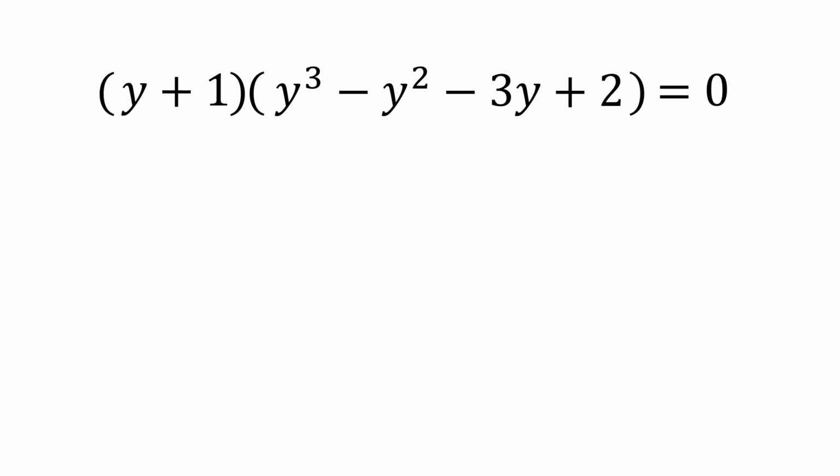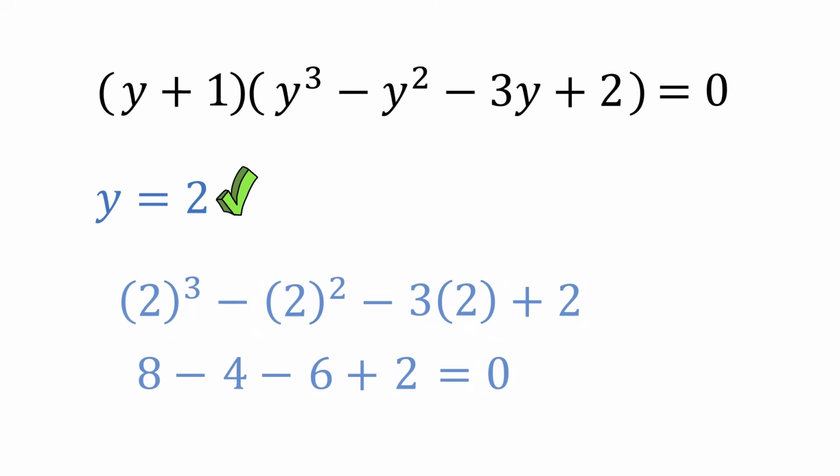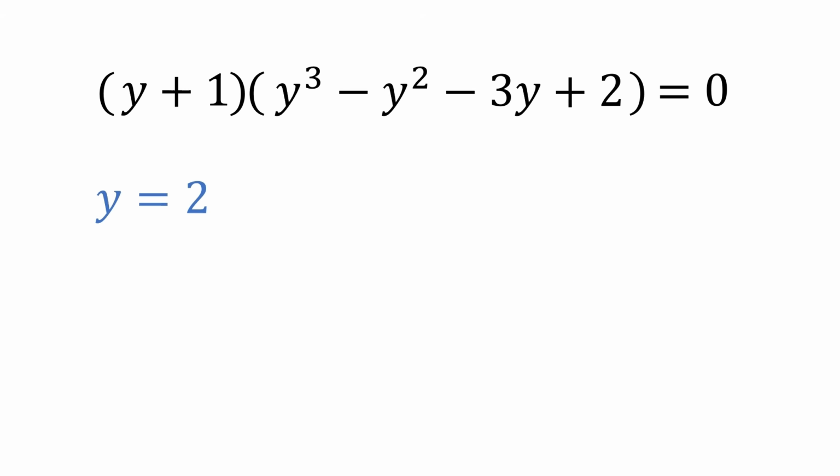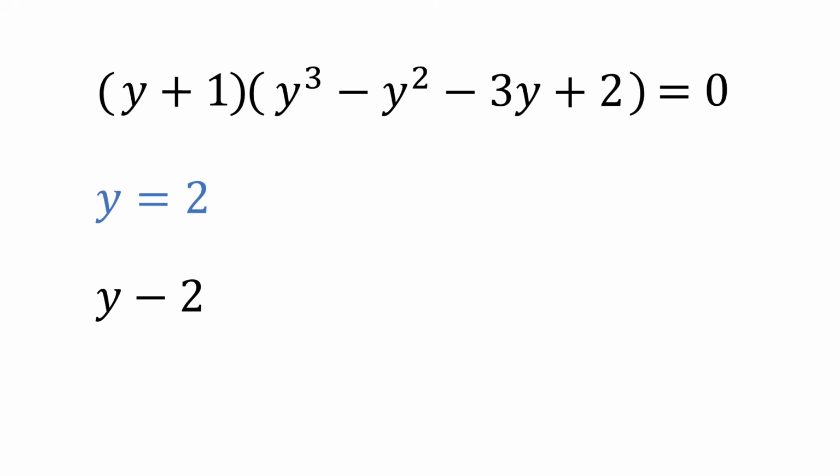Now the question becomes, can this cubic reveal another rational root? Let's find out. We'll test positive 2. Substituting gives 2 cubed minus 2 squared minus 3 times 2 plus 2. Simplifying, we get 8 minus 4 minus 6 plus 2 equals 0. Another breakthrough. That means positive 2 is also a root, so y minus 2 must be another factor. After dividing the cubic by y minus 2, we're left with y squared plus y minus 1.